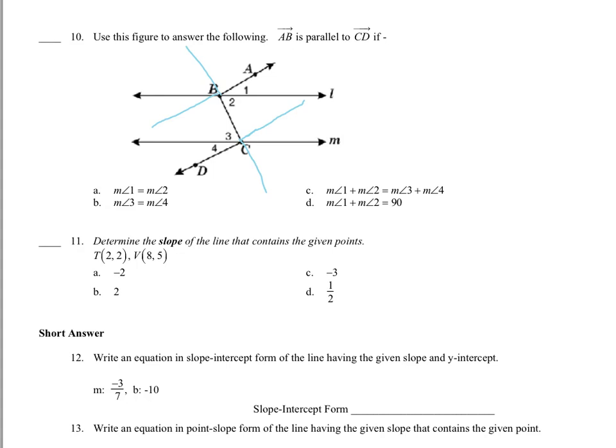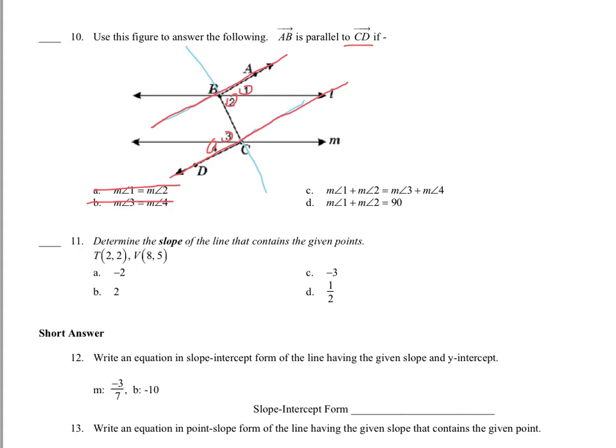Line AB is parallel to CD if... So we're talking about this line and this line. What has to be true in order for those lines to be parallel? Angle 1 is congruent to angle 2. Well, these two angles right here really have nothing to do with line CD, so that's not going to be our answer. And again, 3 and 4 have nothing to do with line AB. That's not going to be our answer.